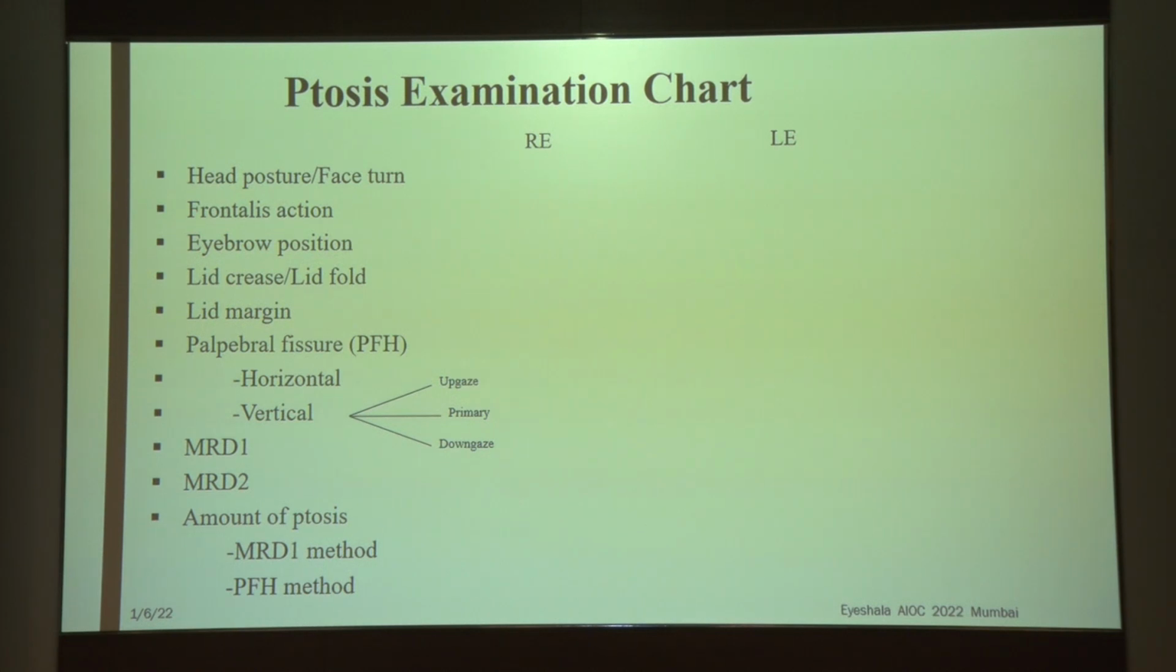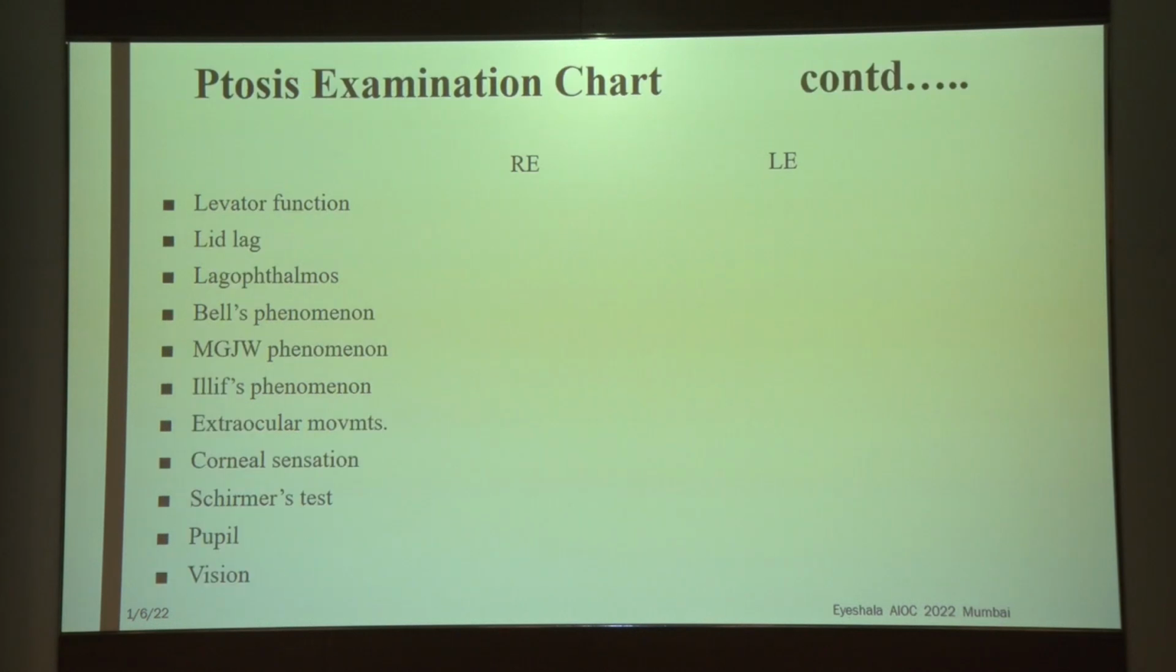Coming to the MRD1, the distance from the upper lid center to the corneal light reflex, very important, we'll discuss. MRD2 is the distance from the corneal light reflex to the lower lid, and normally the PFH should be equal to MRD1 plus MRD2. So the amount of ptosis can be measured by two methods. I'll tell you which one is better, MRD1 or the PFH. Then you come to the LF, the levator function, another very important factor, because that is going to be the decisive factor of your surgical option.